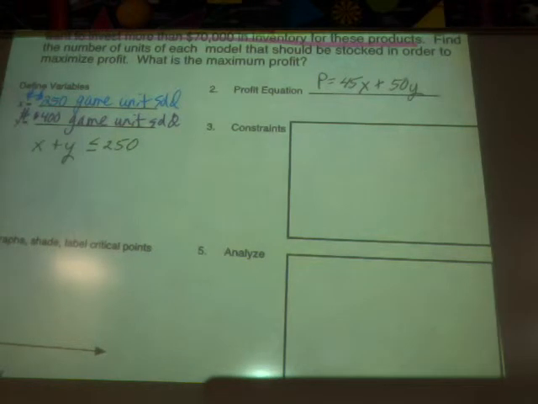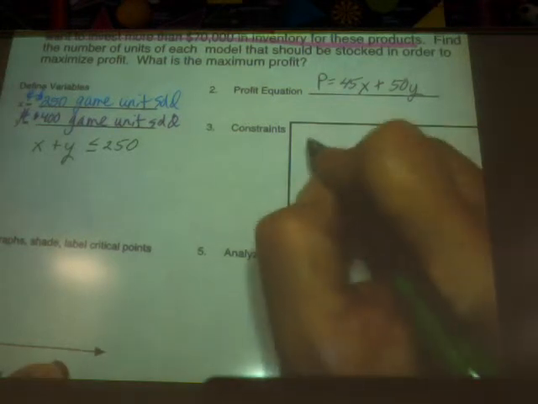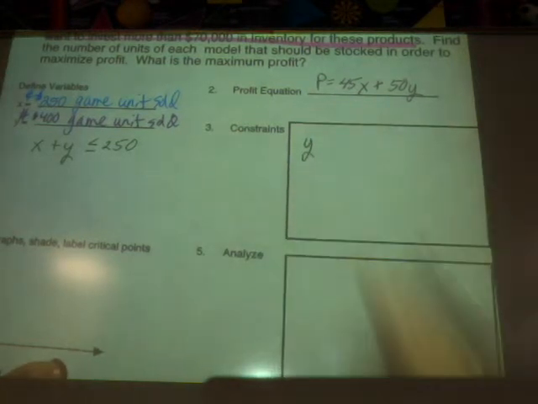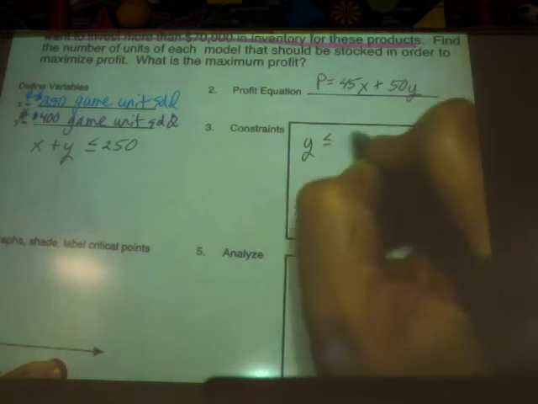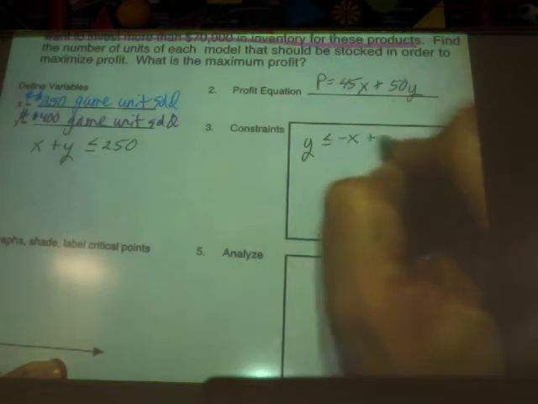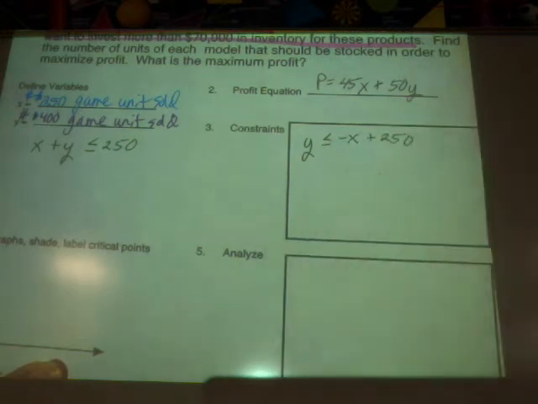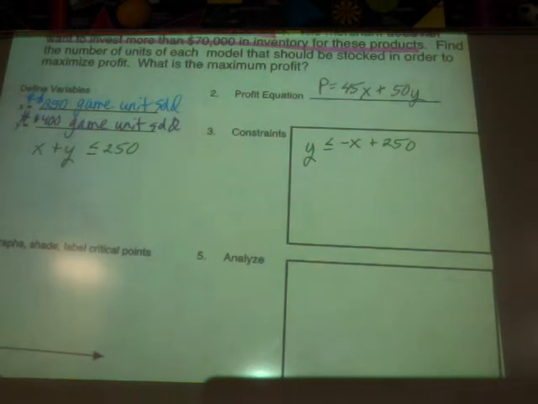Can I put that into my calculator like that? You have to solve it for what? Y. If I solve this for Y, doesn't the constraint over here become Y is less than or equal to negative X plus 250? So that one has a negative slope.